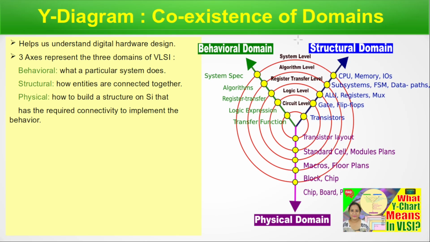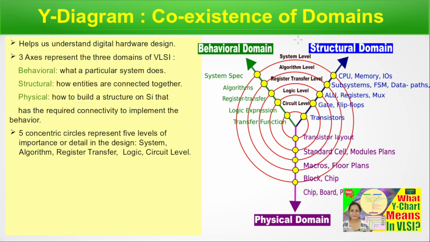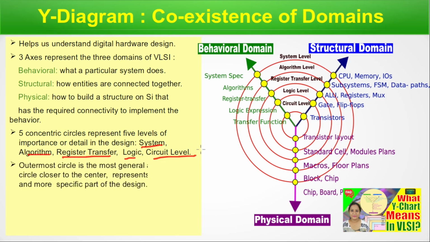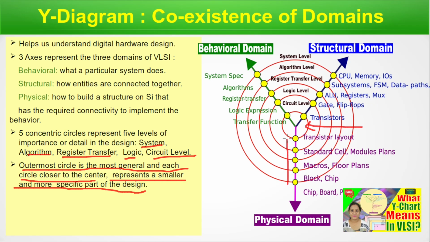So here we will go further in the bullets. The next one is the 5 concentric circles represent 5 levels of importance in the design: the system, algorithm, RTL, logic, circuit, etc. So these are very important 5 circles. The outermost circle is the most general, and each circle closer to the center represents a smaller and more specific part of the design. That means once you go towards the inside, you are descending through the V curve of the VLSI design. So as you go inside, you are stepping down as part of the V curve.